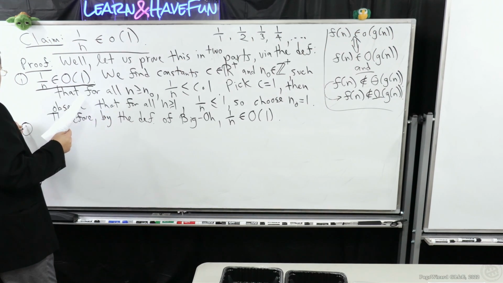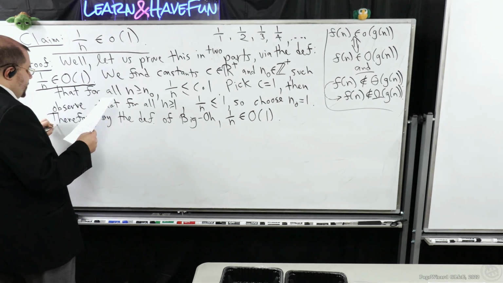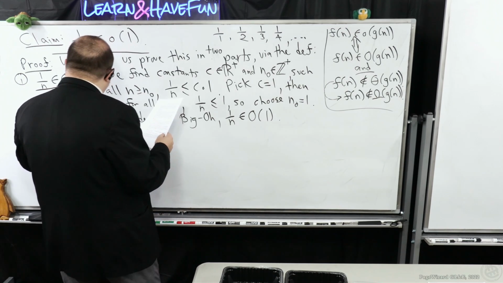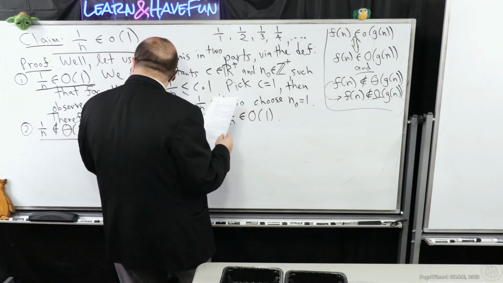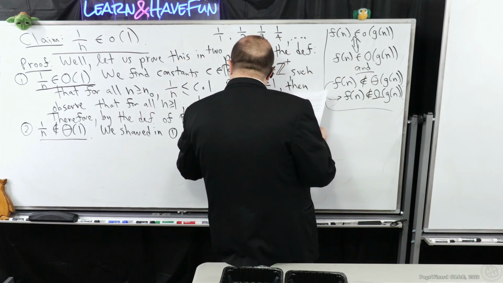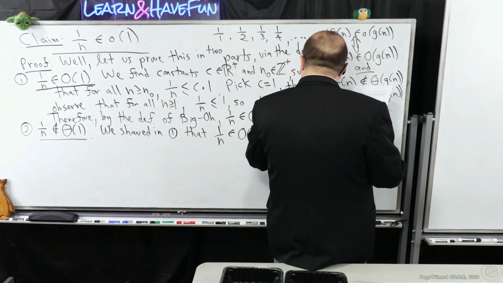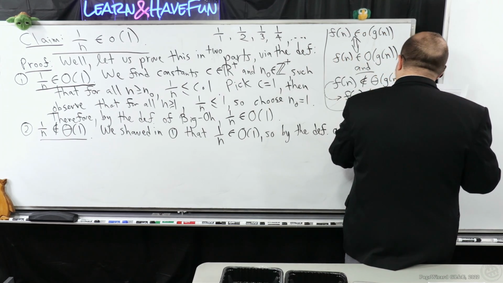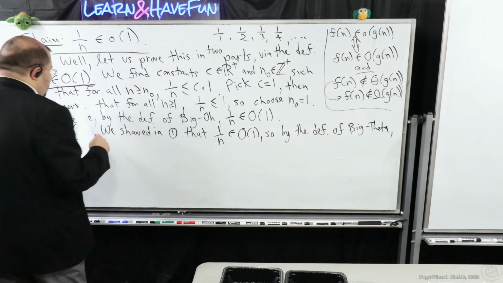So remember, we've established this first part, which is actually a part of the big theta definition. So 1 over n is not big theta of 1. That's the second part of our proof. We showed in 1, the first part, that 1 over n is big O of 1. So by the definition of big theta, what does that mean? That means that it must be the other condition of big theta that went wrong.